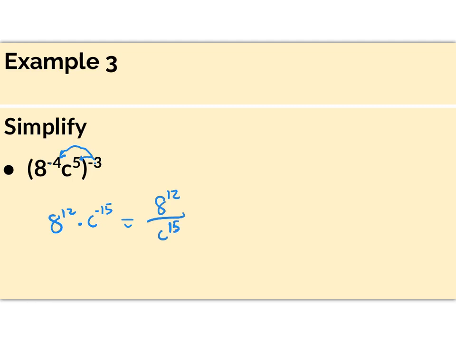And 8 to the 12th power is a large number. So what I'm going to do is calculate that for you. Okay, I calculated, and 8 to the 12th is too large for the calculator. It gives me a decimal times e to the 12th. So I'll deal with that when I get to scientific notation.